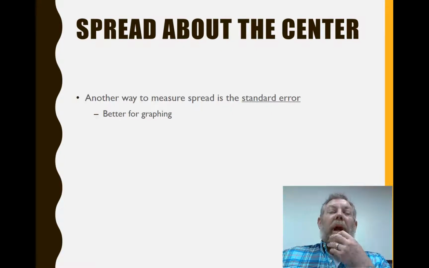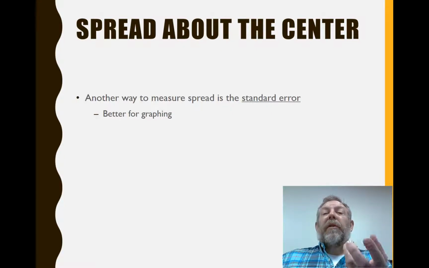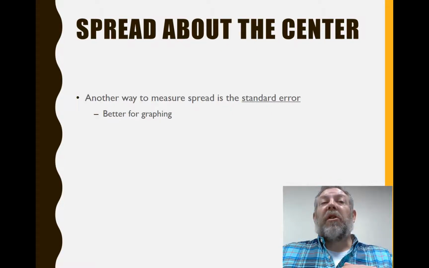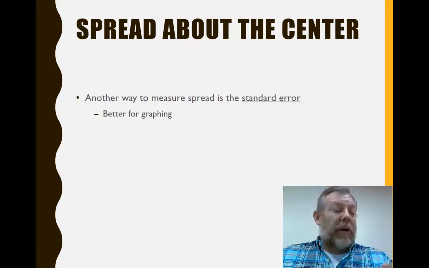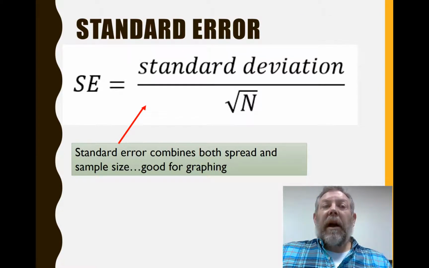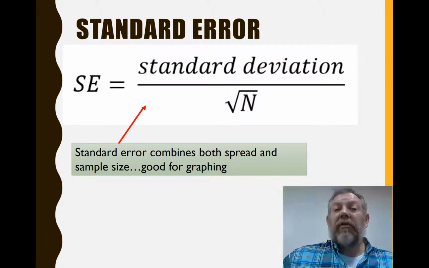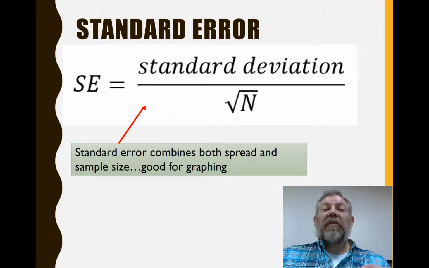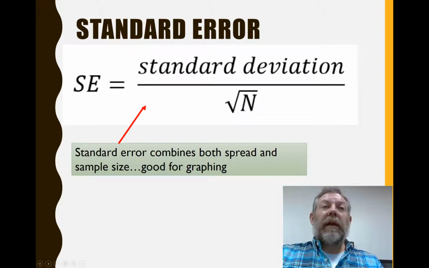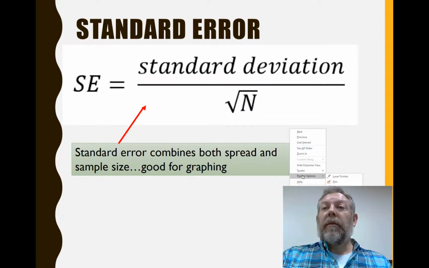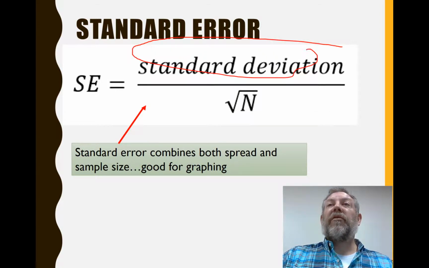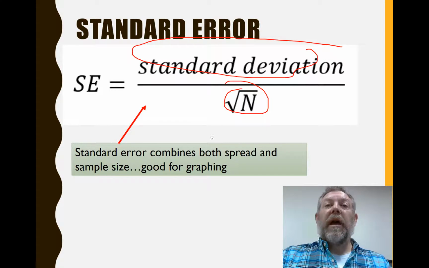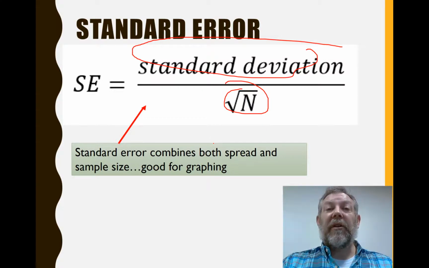But when we're graphing, there's another measure of spread that we like to use, and it's called the standard error. I just like to use this for graphing, and so that's what we're going to use now. The standard error is nothing but the standard deviation divided by the square root of the sample size. And you've already got these two values: the standard deviation, which we just calculated, and the sample size. So it's very easy to calculate standard error.